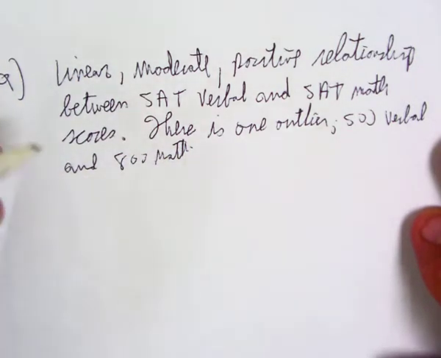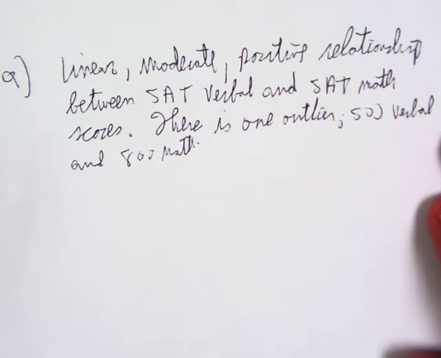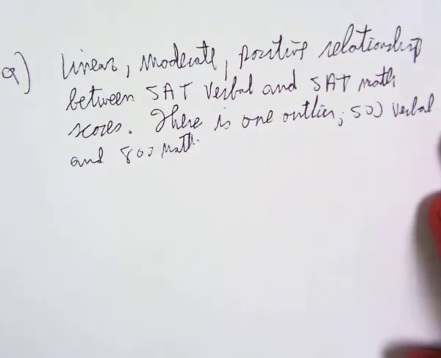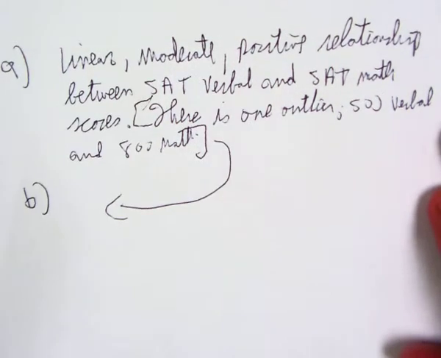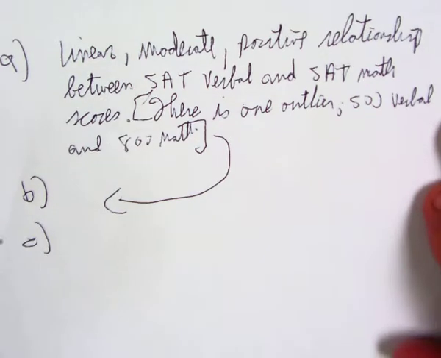So I think we just answered B, but I answered an A because we did form, strength, direction, and outliers. So B is this guy right here, that guy that got the 500, 800. C.